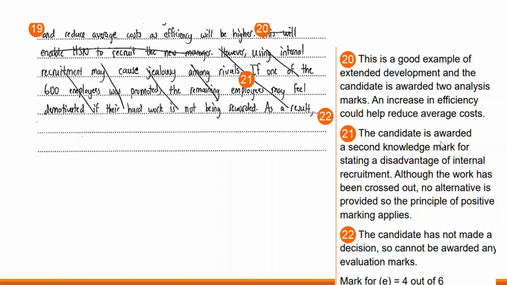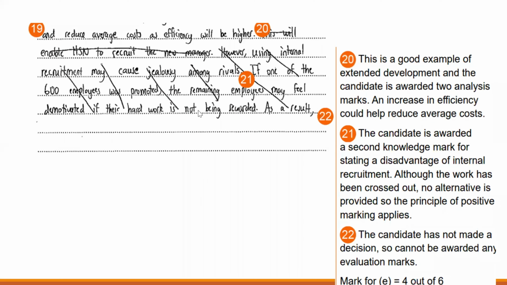The candidate is awarded a second knowledge mark for stating a disadvantage of internal recruitment, although the work has been crossed out. They didn't give the original candidate marks for that, so don't think that if you cross out, you will get marks. They only gave us a sample, so they counted it. If you cross it out, they won't read it. So don't do that.